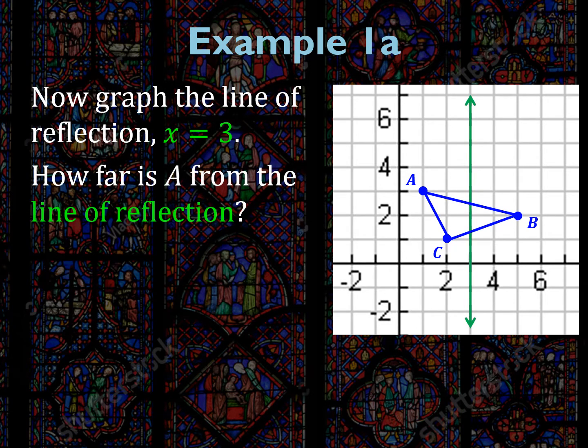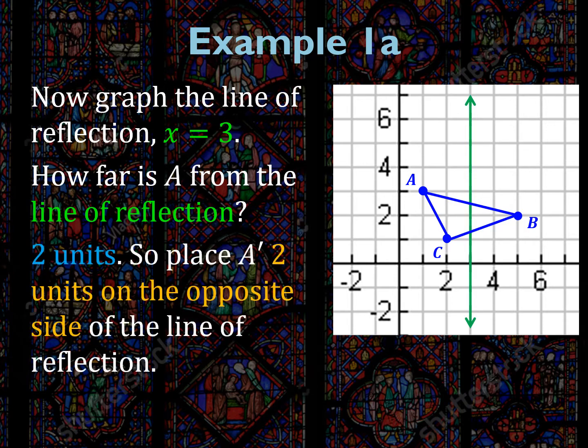Now to do this, we're going to figure out how far each vertex on the triangle is from the line of reflection, the green line. So let's start with point A. You will notice that point A is 2 units to the left of the green line. So A prime has to be 2 units to the right of the green line. Same distance away from the green line, but in the opposite direction. So that's where A prime is.